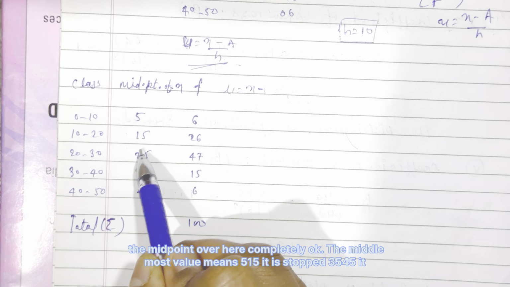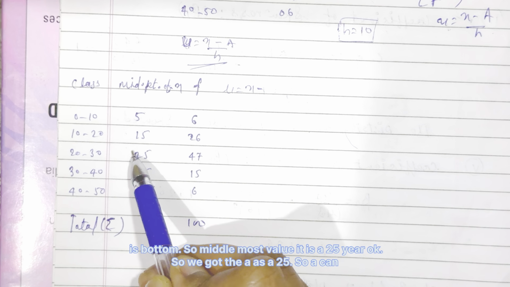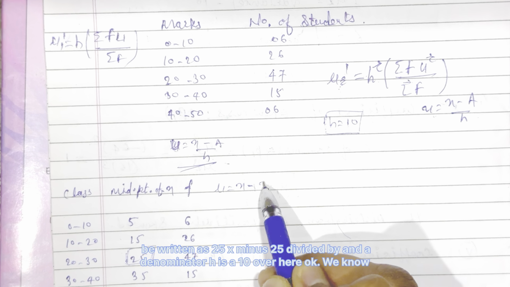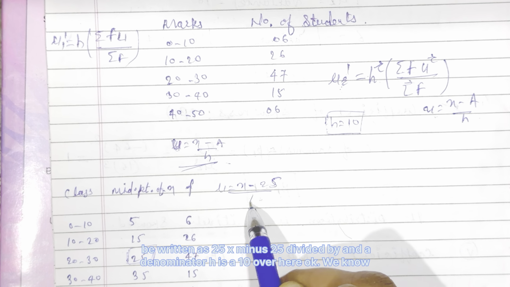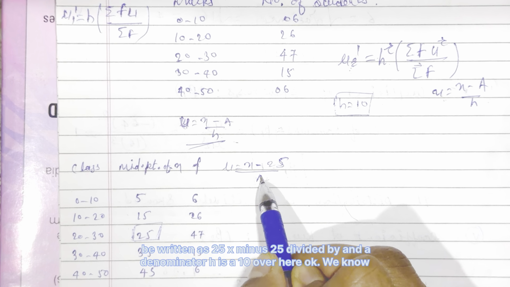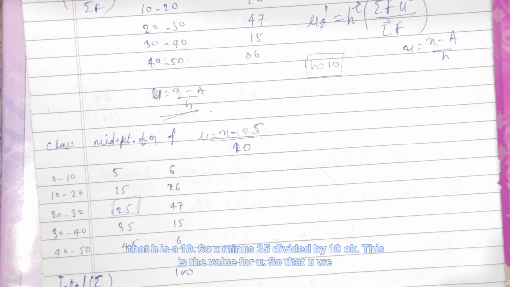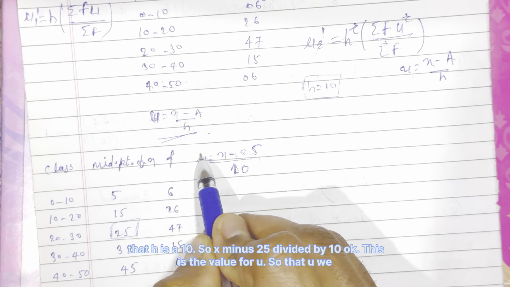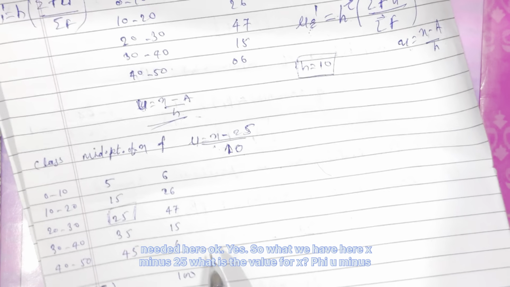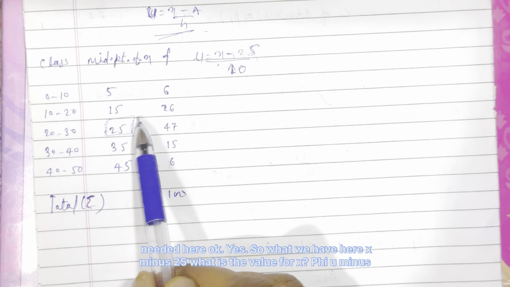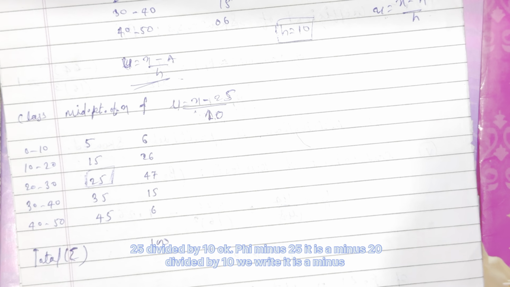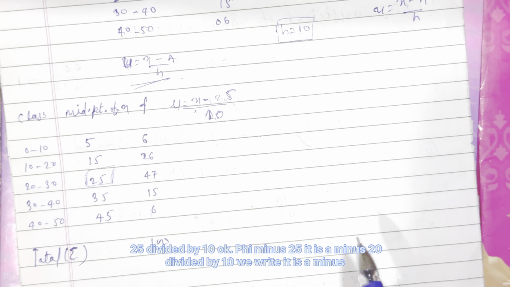The middlemost value: 5 is at the top, 45 is at the bottom, so the middlemost value here is 25. So we got a as 25, and u can be written as x minus 25 divided by h, and the denominator h is 10 over here. We know that h is 10, so u is x minus 25 divided by 10. This is the value for u that we needed. What is the value of x? 5 minus 25 divided by 10, which is minus 20 divided by 10, so it is minus 2.